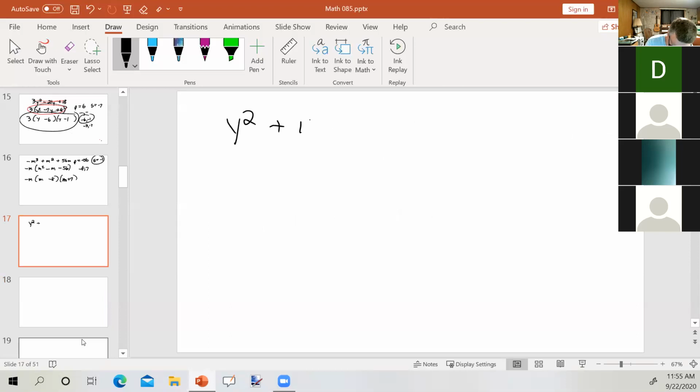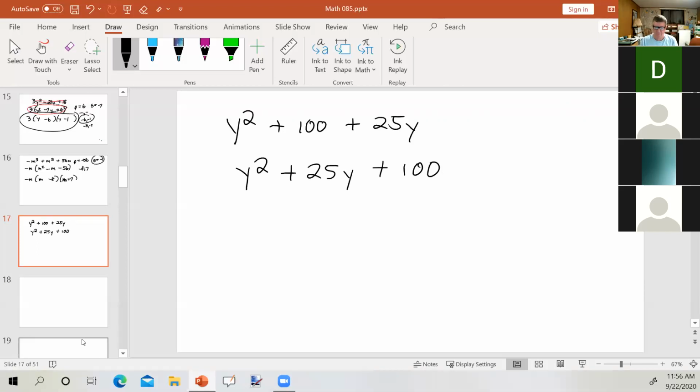y squared plus 100 plus 25y. This is a trinomial. What's wrong with it? Is it that it's not in descending order? Correct. So we're going to rewrite it y squared plus 25y plus 100. So now we have a trinomial in standard form with a leading coefficient of 1. So we're going to take out the y's. The product is going to be 100. The sum is going to be 25.